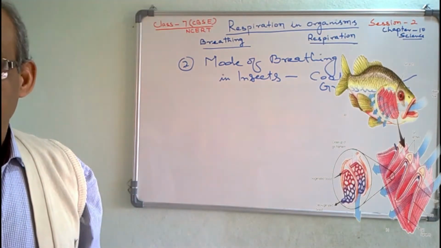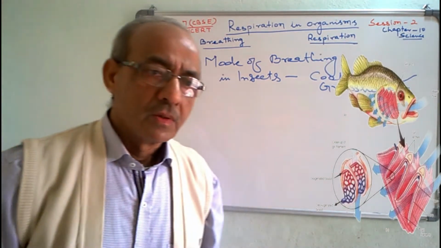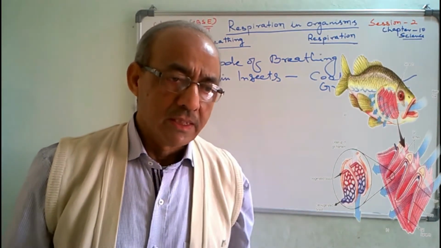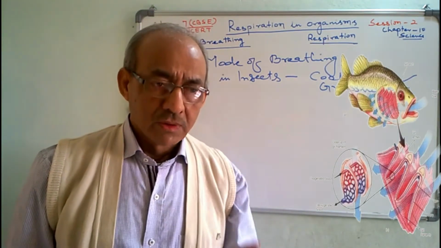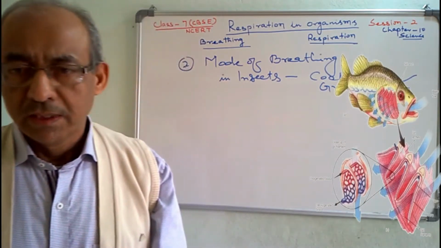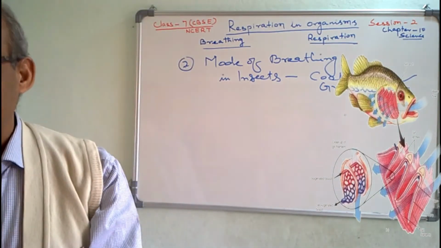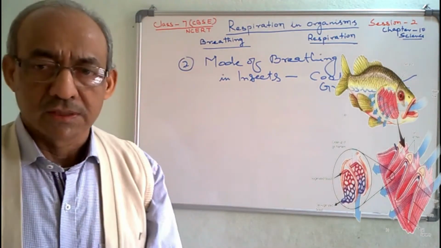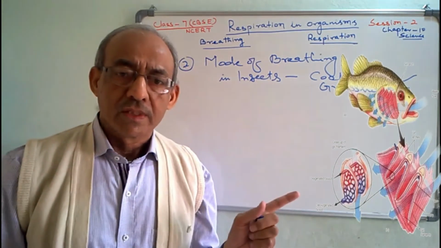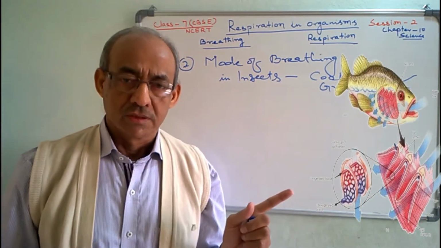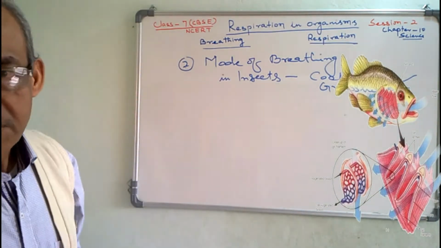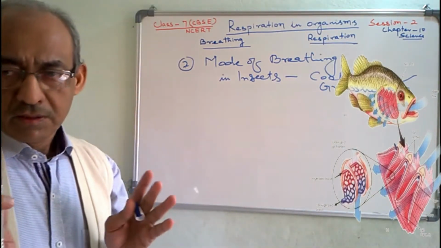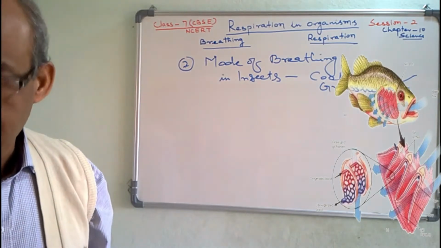They do not possess lungs just like terrestrial animals, except whales. You know, whales are mammals and they are only found in marine ecosystems in the ocean, but not in freshwater ecosystems. They only live in oceans and seas. They possess lungs just like us.